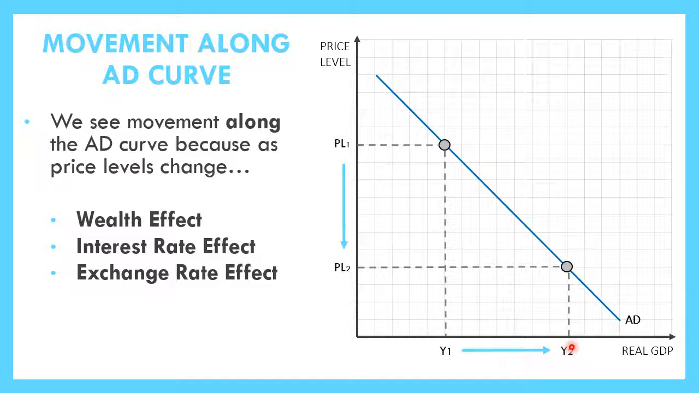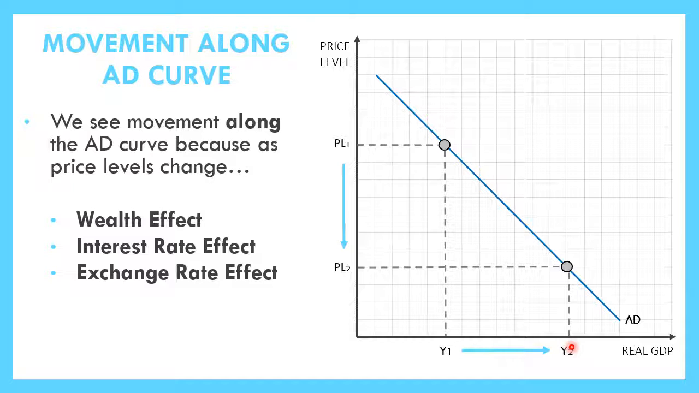And finally, we have the exchange rate effect. What we know the exchange rate effect to mean is that, let's say our price levels fall within the United States. As price levels fall within the United States, our goods and services now look relatively cheaper to foreign countries. And so foreign countries now want to buy more stuff from the United States.